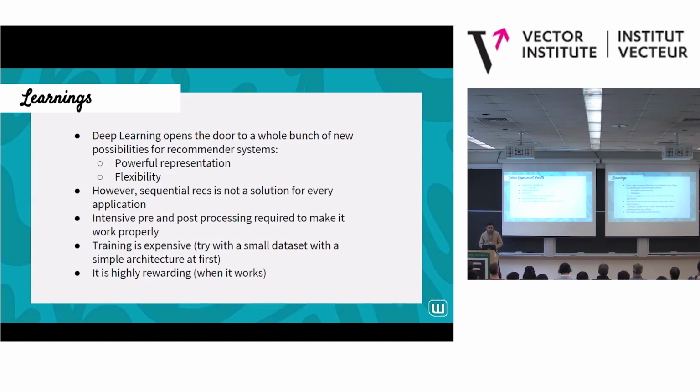Some of the learnings I wanted to share: modern deep learning technology opens the door to a whole bunch of new possibilities. It helps you use powerful representations which were not possible before. For example, if you want to use any side information like image data or any metadata, it's very easy to do with deep learning, and it also has much more flexibility than previously. For example, if you want to write your own SGD, or do a custom loss function, it's very easy to do with modern deep learning technologies.